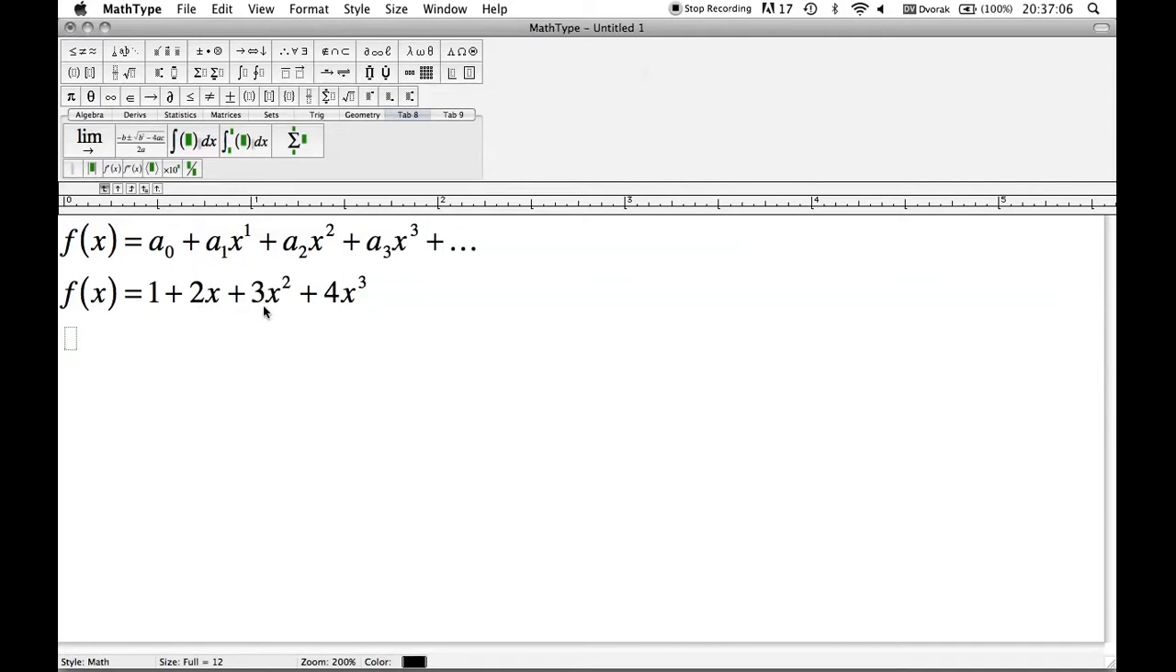Let's try it for the first term. For the first term, a naught, that's just equal to f of 0 because that would isolate this 1 and get rid of everything else in the polynomial, and that's equal to 1.